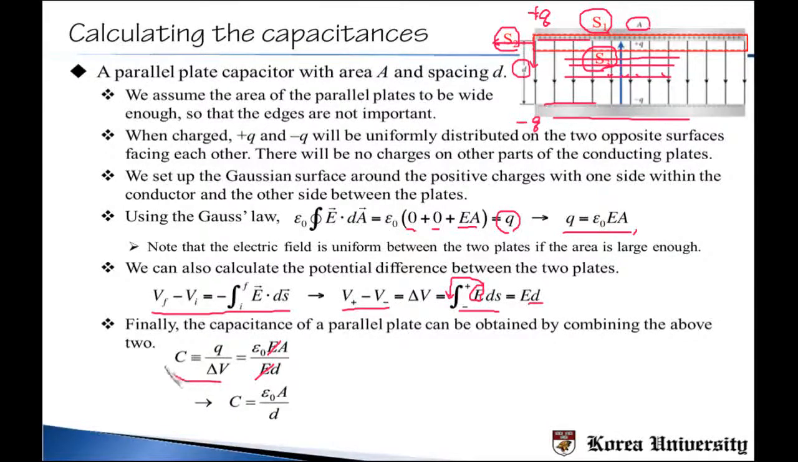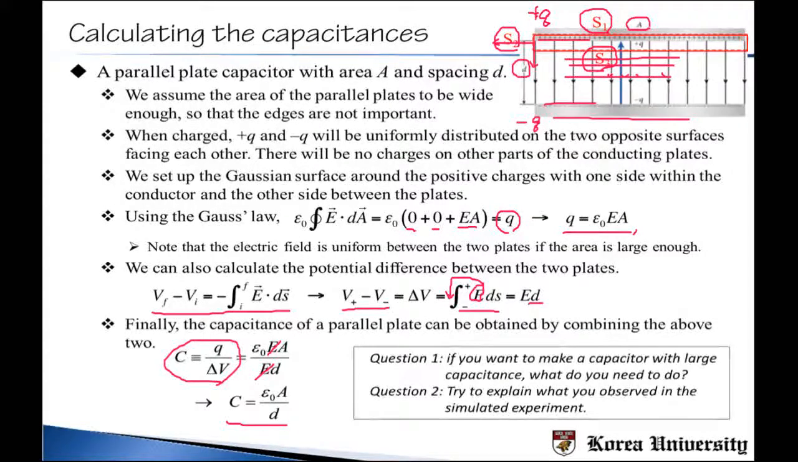So remember, the definition of the capacitance is true for any capacitor, but this formula is true only for the parallel plate capacitor, okay. And then let me throw in two questions. First question is that if you want to make a capacitor with large capacitance, then what do we need to do? Just take a look at the equation here. So in order to get the large capacitance, you either have to make the area very large or the distance very small. Okay, that is the method you can make the capacitor with large capacitance.